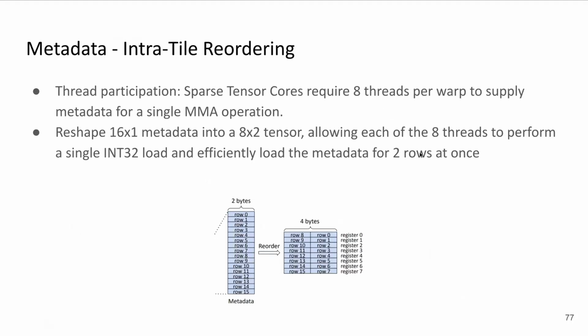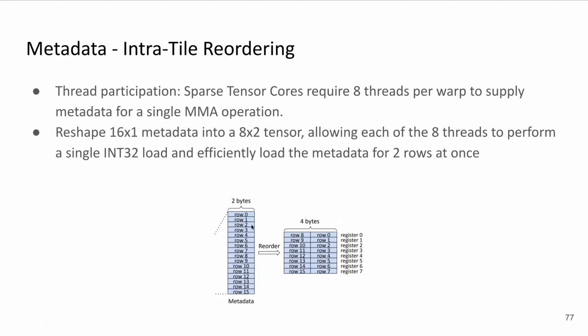And so in order to maximize efficiency, we have some intra-tile reordering as well as some global reordering. So to give some context, the sparse tensor cores require 8 threads per warp to supply metadata for a single MMA operation.